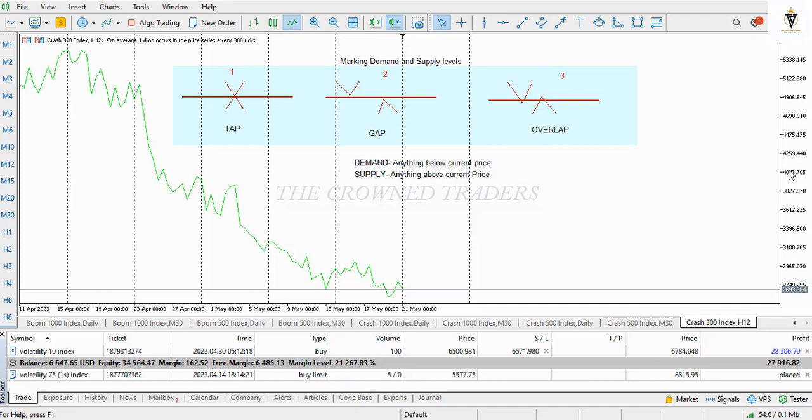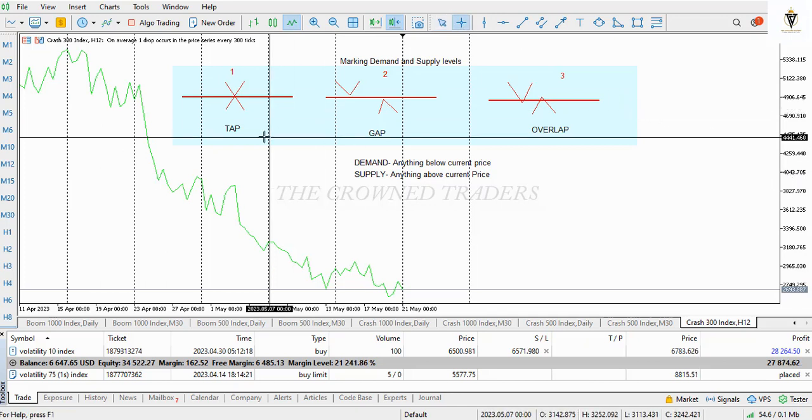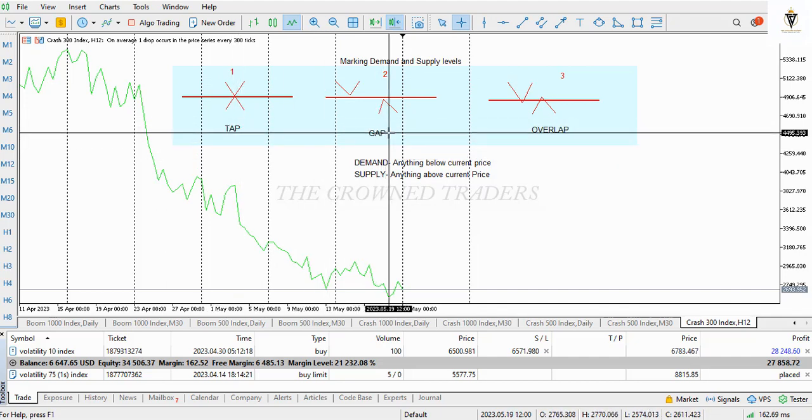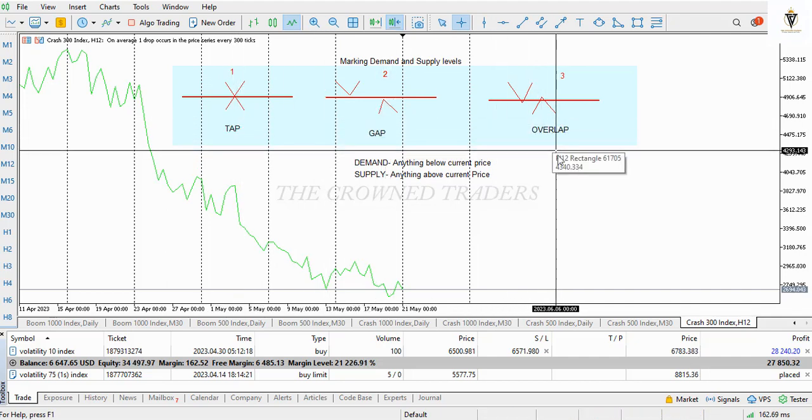It's going to show you a step-by-step process on how to mark out your demand and supply levels, and the three scenarios that you often see when marking out demand and supply levels. Number one is on your screen. I call it the tab. Number two is called gap, and then number three is called overlap.